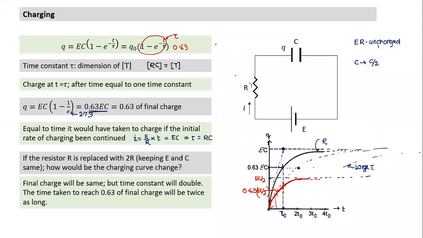What is the new time constant now? Time constant is R into C, but now C has become C by 2. That's why it will take half the time. Now, is this still clear or still not? Because some doubt. Clear, sir. Okay.